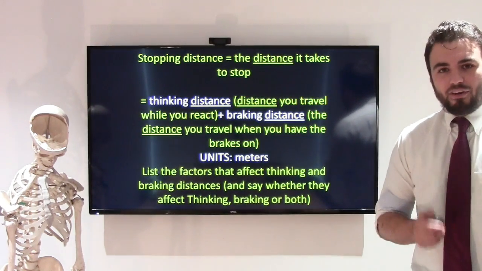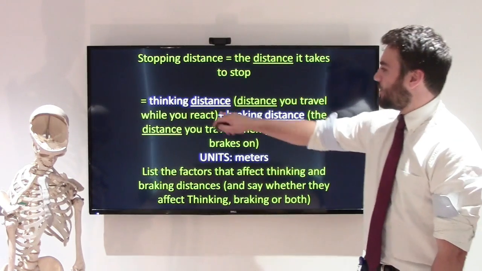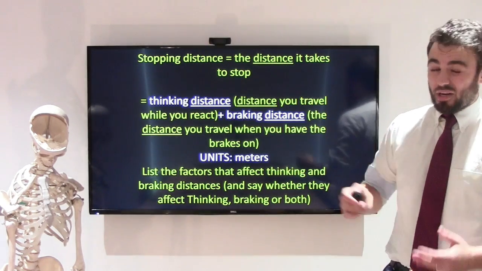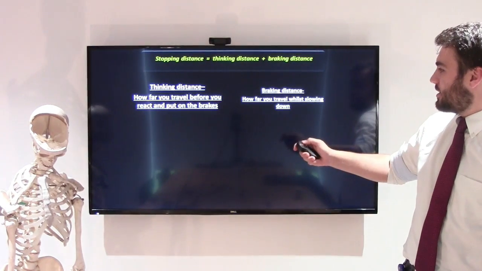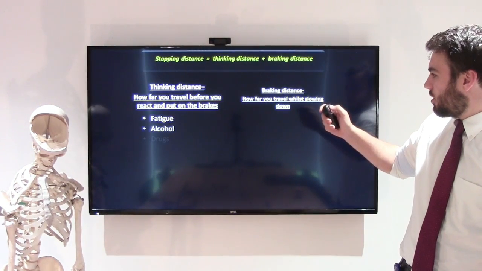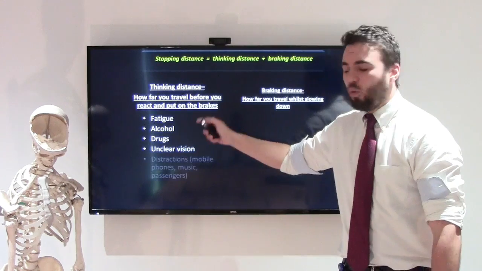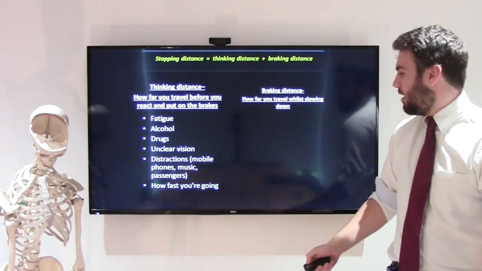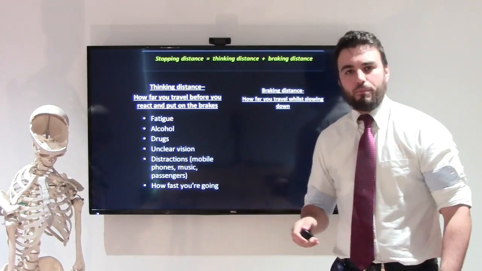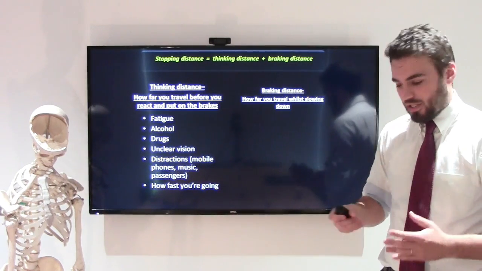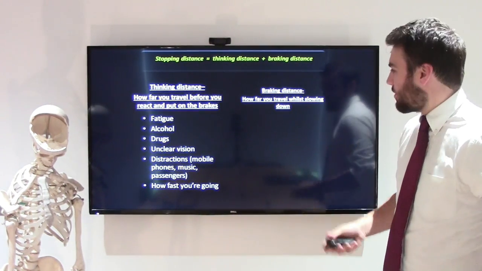We now need to look at the factors that affect these different things, and we need to be able to split them up into thinking and braking. Why don't you give it a pause and try to list them? If not, here we go. Thinking distance: I've got fatigue, and all the things that affect my reaction time. And the most important one is how fast you're going, because if you're going really fast, obviously you travel further while you're reacting.